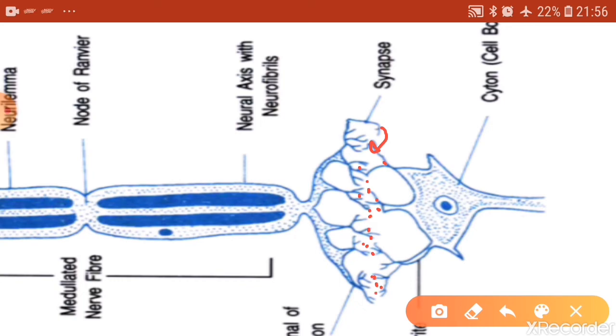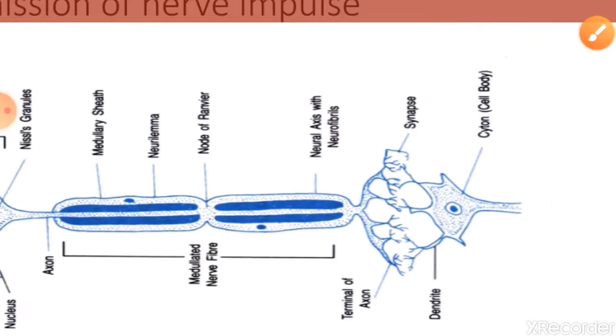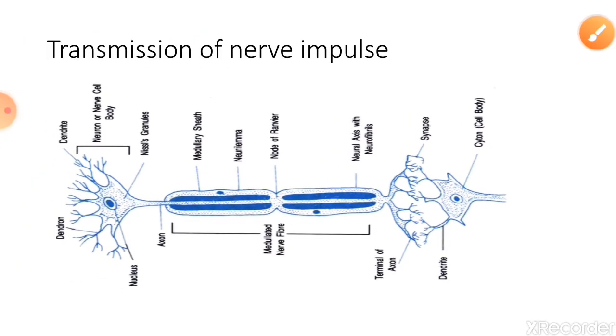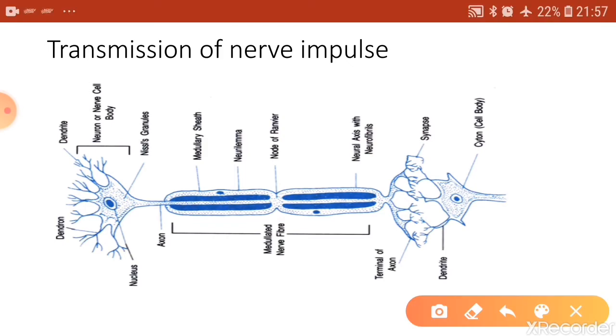The moment these chemicals bind to the dendrite tips of the next neuron, this again acts like a stimulus, and again the same chemical reaction as I had told you in the beginning will occur, and again an electric impulse will be generated, which will move towards the cell body, and then again will be taken all along the surface of the axon to the end. So this is how the nerve impulses are generated and transmitted, right?